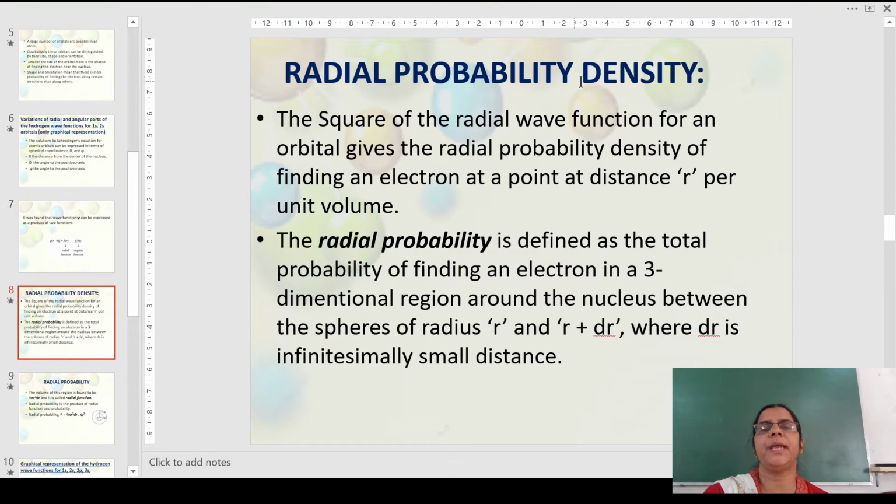Now let us come to the radial probability density. The square of the radial wave function for an orbital gives the radial probability density of finding the electron at a point at a distance of r per unit volume. Now, how do we define radial probability? It is the total probability of finding an electron in a three-dimensional region around the nucleus when we consider two spheres having the radius r and r plus dr, where dr is an infinitesimally small distance.